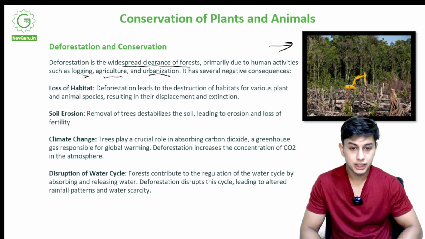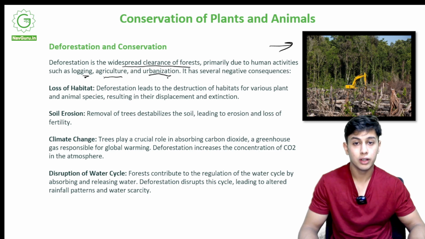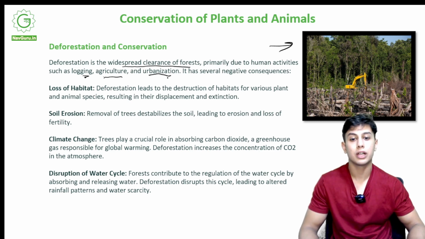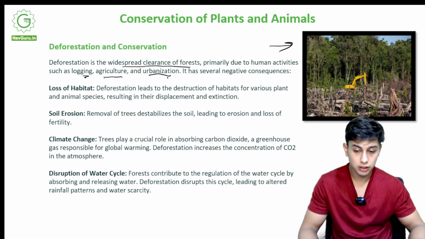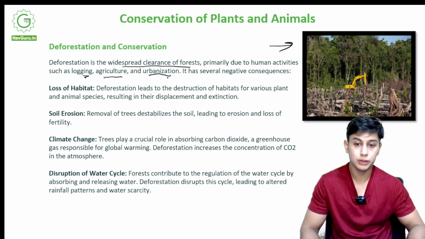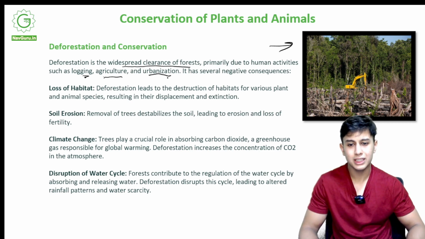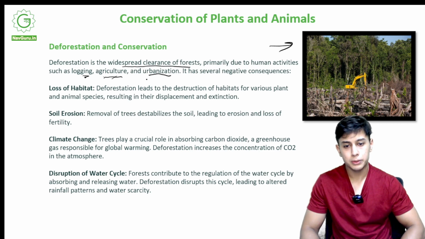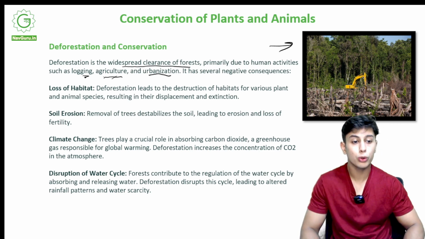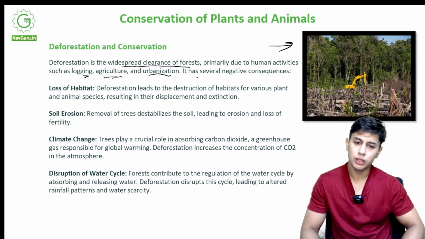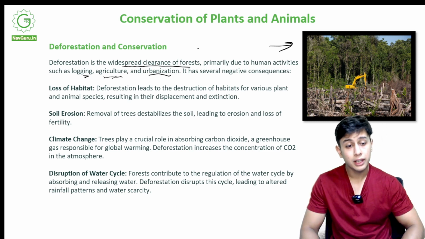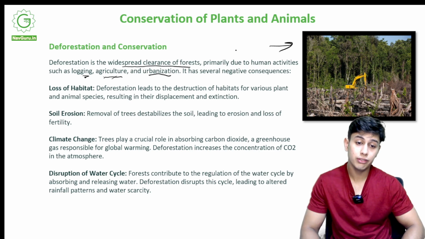Agriculture, urbanization: we need houses to live, so we need to clear land for houses. Due to increasing population, we need more cities, and we need land for agriculture. This is very fertile soil, I want to grow crops over here so that humans can have food. I want furniture, I want a lot of things from forest. Now cutting trees on a large scale is called deforestation. It has several negative consequences.